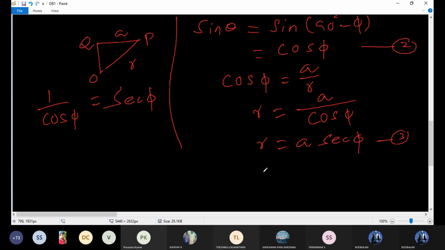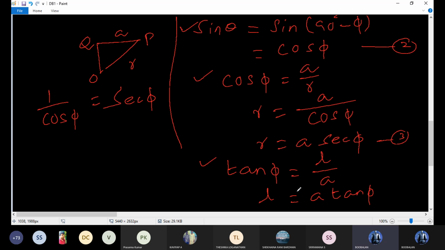Listen. First sin completed, second cos completed, third we are finding the tan also. Tan phi equals L divided by A. Okay, so L value is A tan phi. From the diagram, we are writing all the things: tan phi equals L by A.